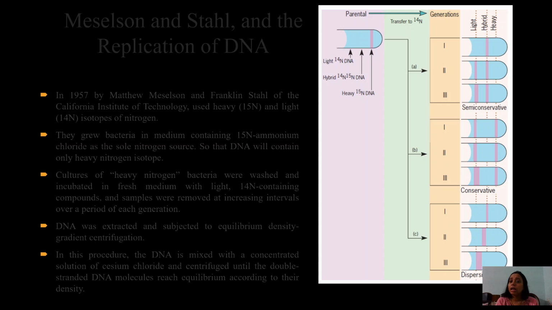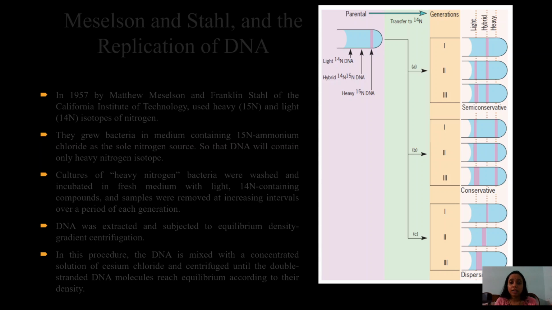Here you can see, again I'm coming to this, that first generation is giving you a hybrid band, whereas the second generation is basically giving you a light band and a hybrid band. So the intensity of both the bands is the same, right? In the third generation, you can just see that the lighter band intensity is increasing. Of course, it is increasing because there will be more and more of the lighter bands in the successive generations if semi-conservative is concerned.